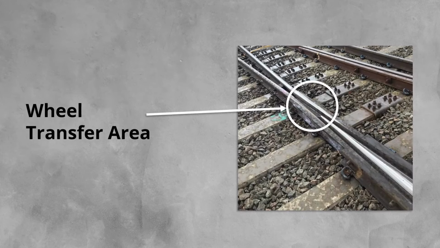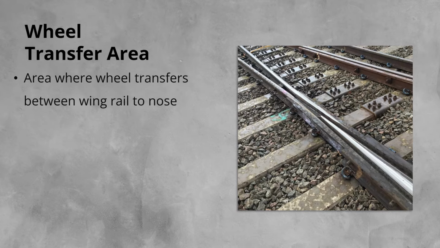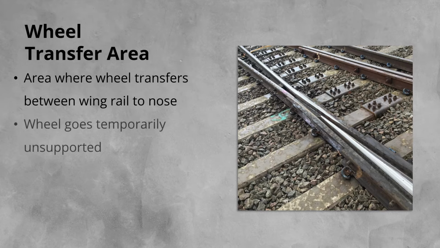Next up is the wheel transfer area. The wheel transfer area is the running surface of the crossing, where the train wheel transfers from the wing rail to the crossing V, or vice versa. In this area the wheel goes unsupported for a distance. It is then picked up again by the opposite side of the crossing. This means that, especially in crossings with poor surrounding track condition, the parts of the crossing in the wheel transfer area are susceptible to damage.